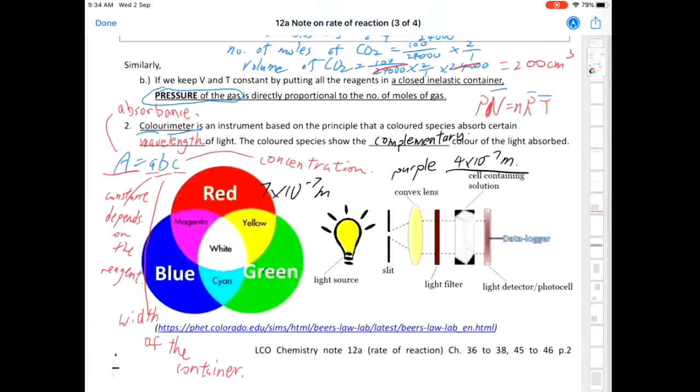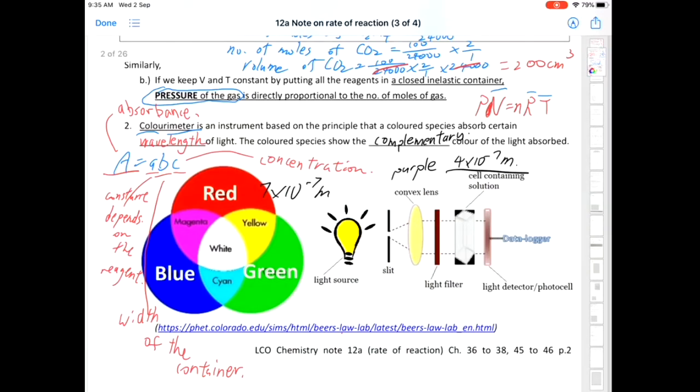So you can use the color chart below. Say, for example, if it is a blue solution, then it should absorb the yellow light. Okay. And if it's a green solution, then it will absorb purple light, etc. I think you learned it in Form 3.